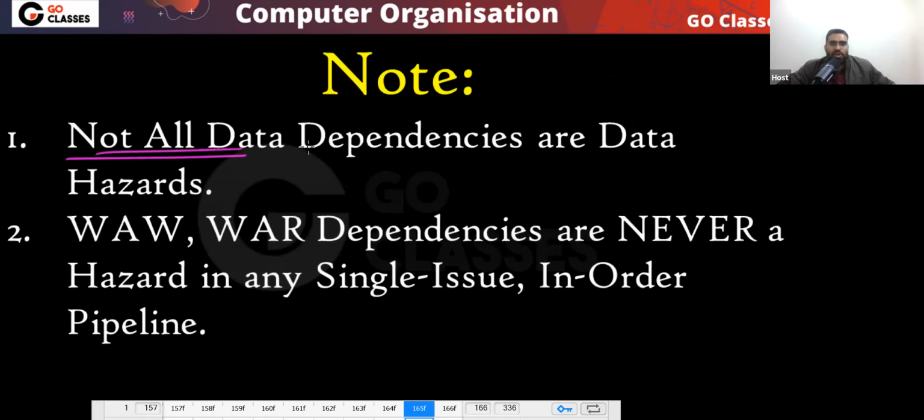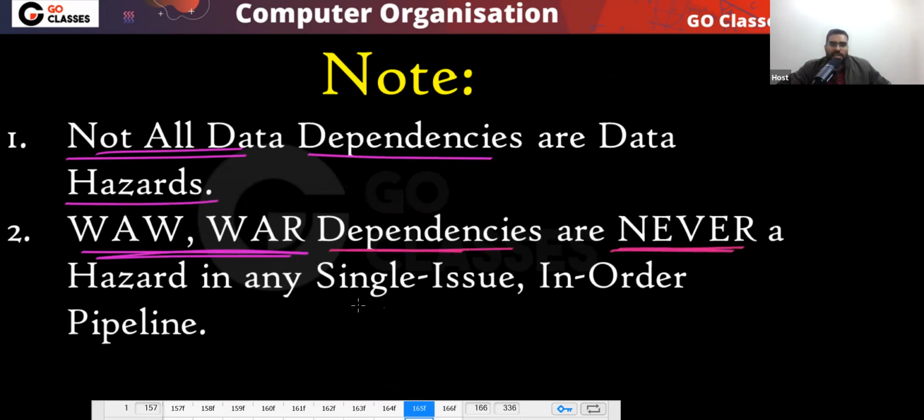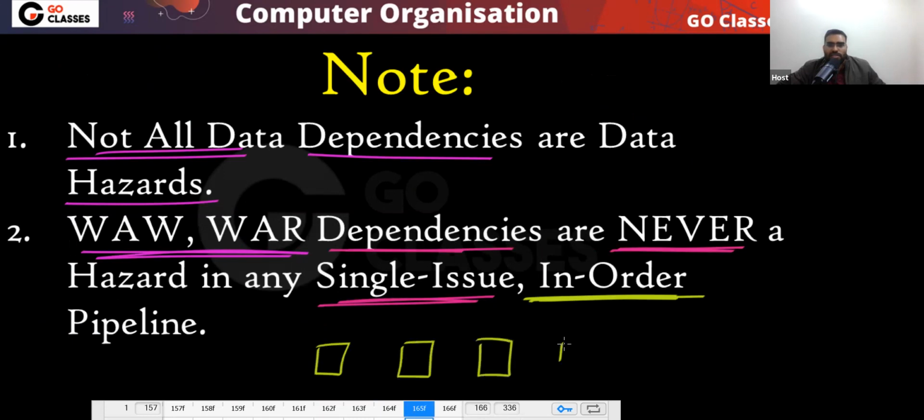So you can notice not all data dependencies are data hazards. WAR dependencies are never a hazard in a single issue in-order pipeline. What does in-order mean? In-order means that all the instructions are going through all the stages. Every instruction will go through all the stages. This type of pipeline is called an in-order pipeline.